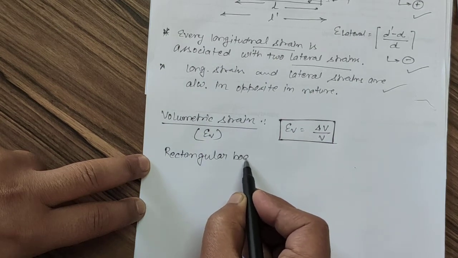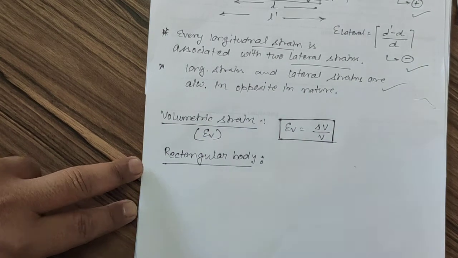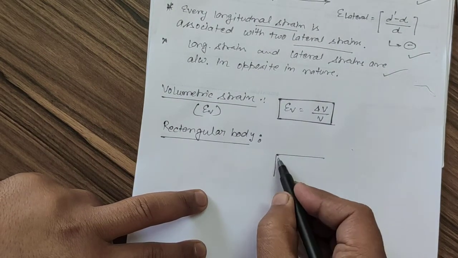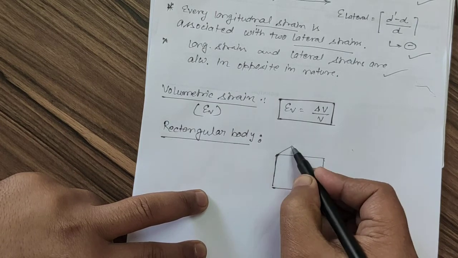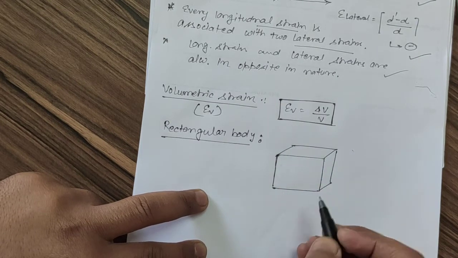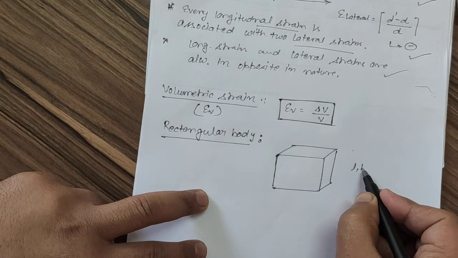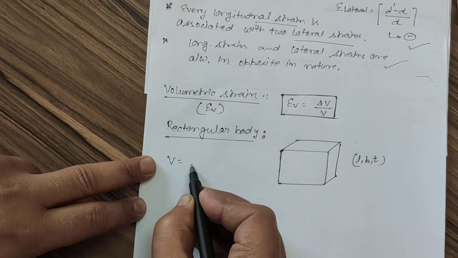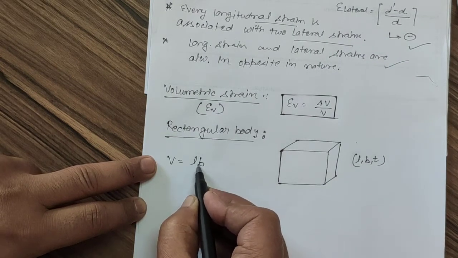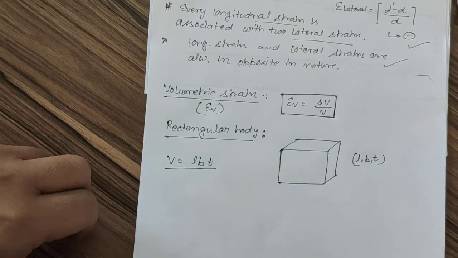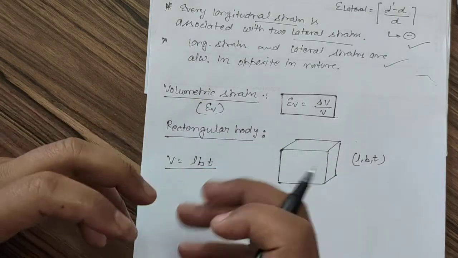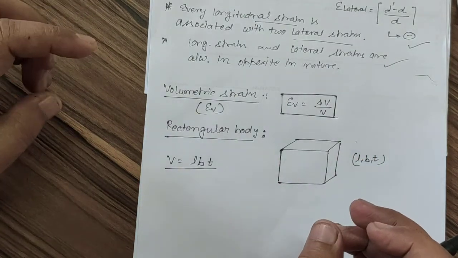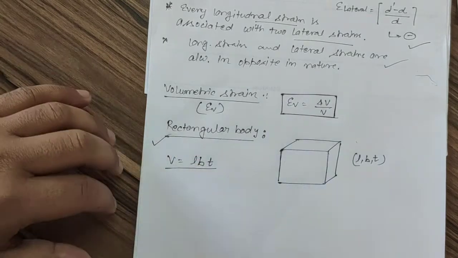If we are having a rectangular body, let's say we have the length, width and height, or we can say length, width and thickness. So this is the volume, L B T, the volume of the rectangular member, and we have some kind of loading acting on the body, and we want to calculate the volumetric strain in case of a rectangular body.